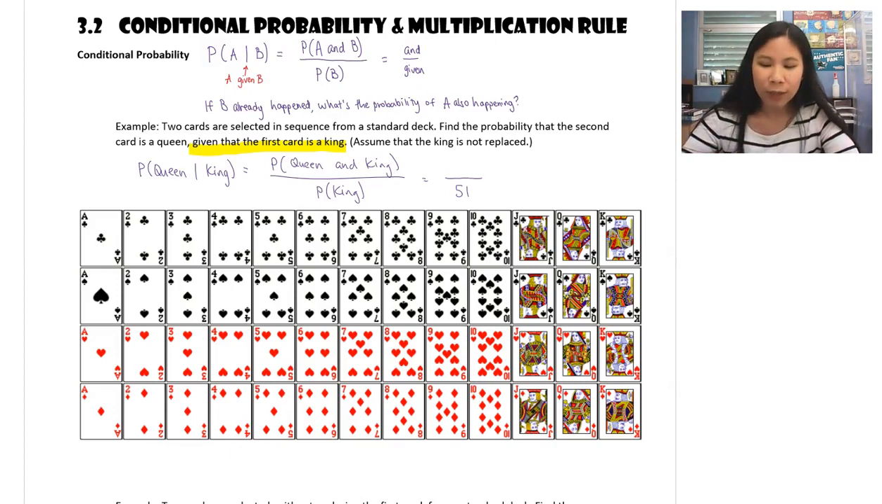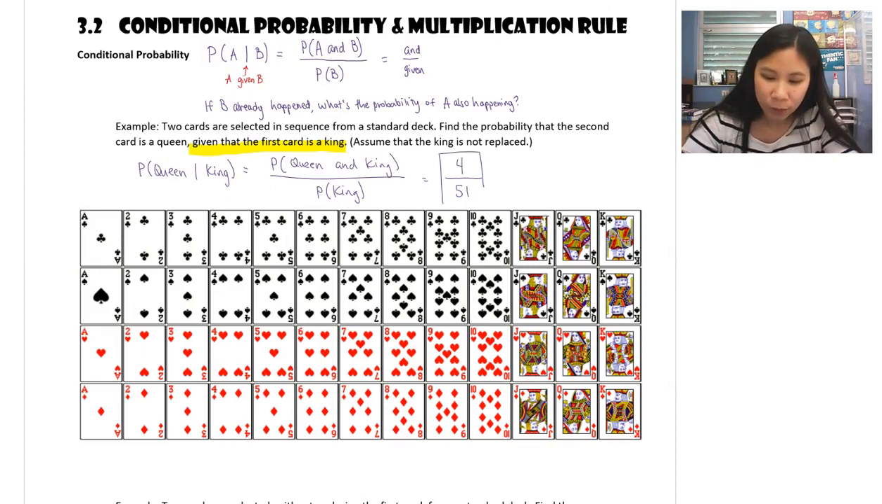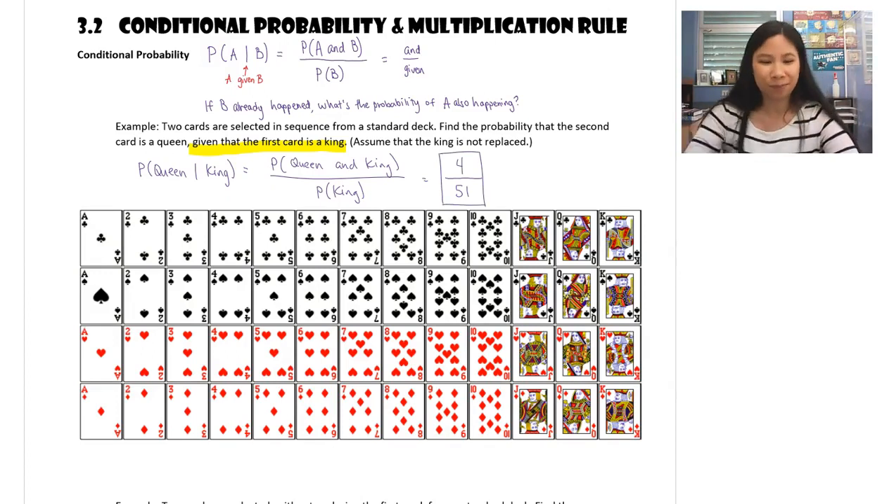And so now, if I still want to draw a queen, there are still 4 queens left in the deck, because all I've done is take out one of the kings. There are 3 kings left in the deck, but still 4 queens, and that's what we're trying to find the probability of. So if there are 4 queens left in the deck, that's how many I have to choose from out of the 51 cards total. So 4 out of 51 would be my probability here.